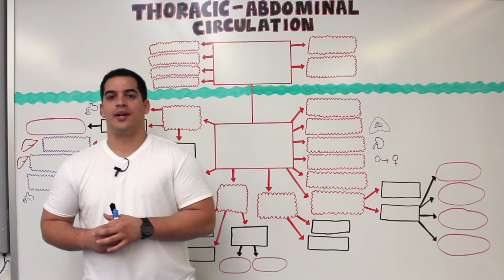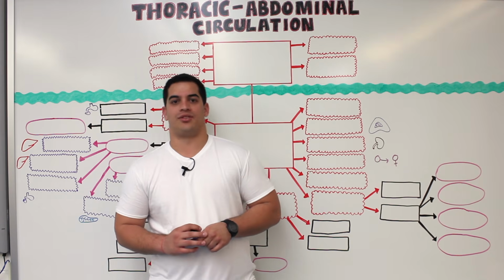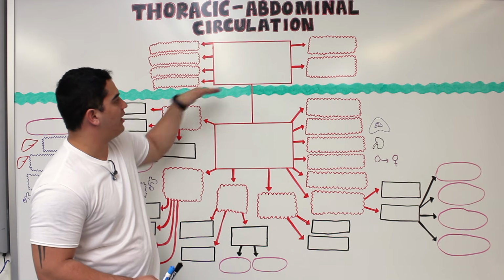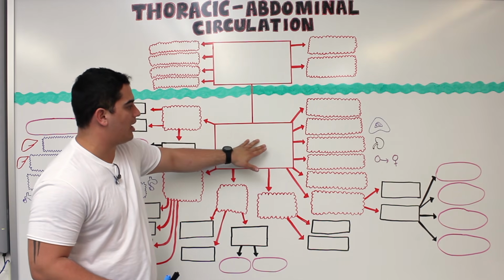All right, Ninja Nerds, in this video we're going to talk about the thoracic abdominal circulation. What we're going to try to do in this video is go through, taking here the diaphragm, separating the thoracic aorta from the abdominal aorta.